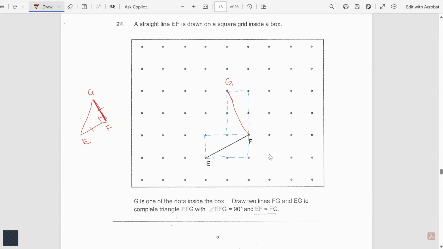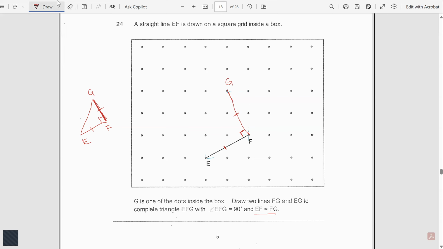So this is G, where you have a right angle here, and then EF equals FG. Okay, and with that, we remove all the other lines. Then you connect. Use a ruler and connect. Here is what your triangle should look like.